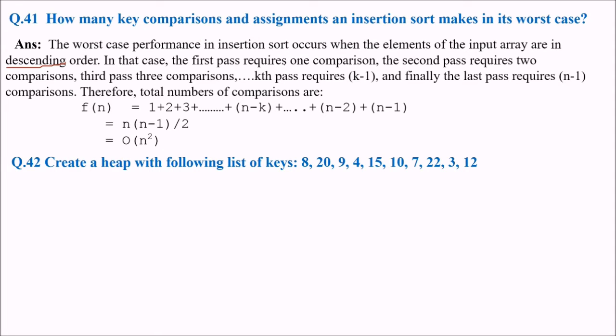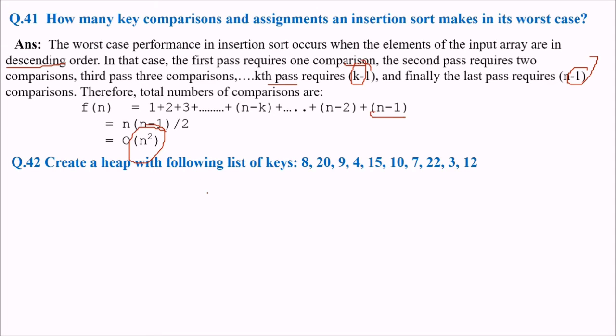So the first pass requires one comparison, then two comparisons, then three comparisons. Likewise, for the kth pass, it will be k minus 1 comparisons. And finally, it will be n minus 1 comparisons, because to make it full, say 52, the 52nd card will be compared with all the 51 cards because the order is descending already. So the total number of comparisons will be 1 plus 2 till n minus 1. So that will be n times (n minus 1) by 2, that is of the order of n square.